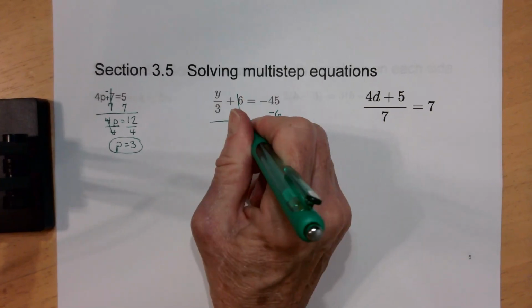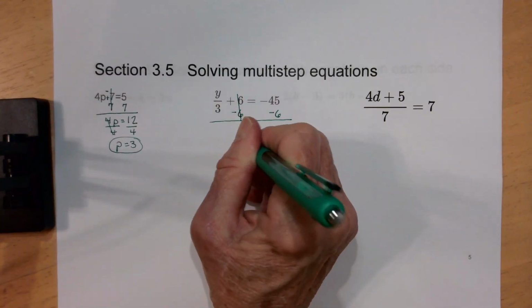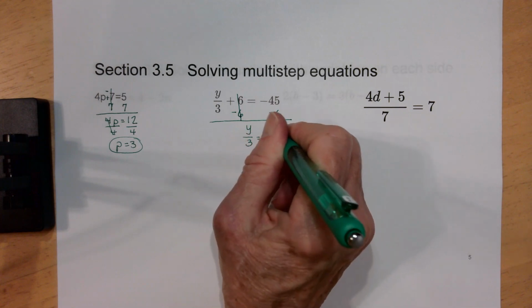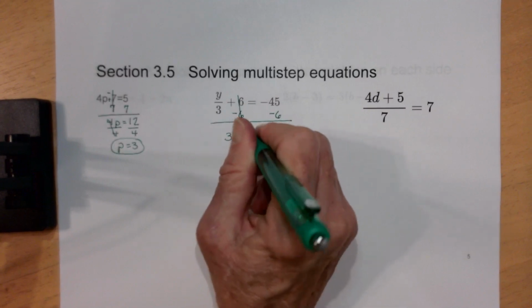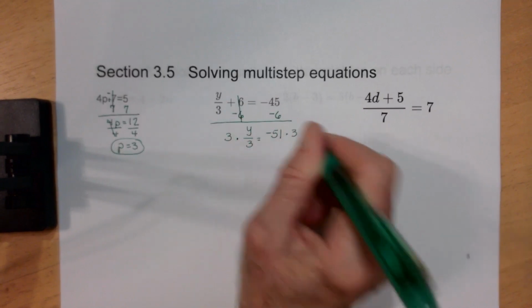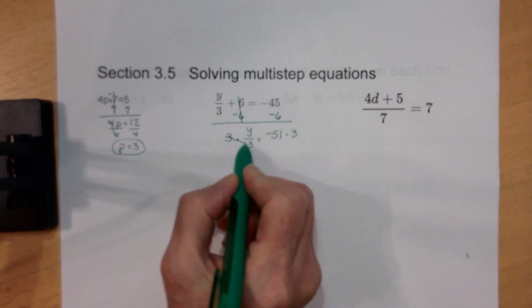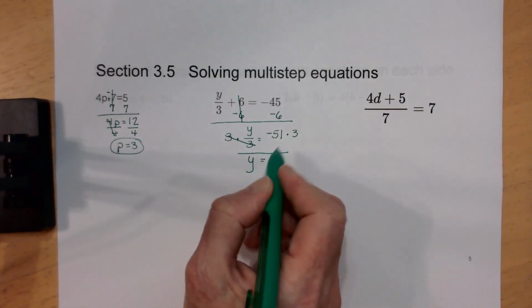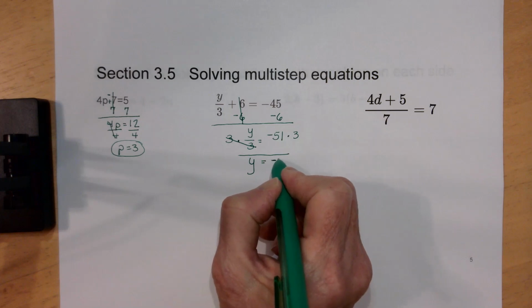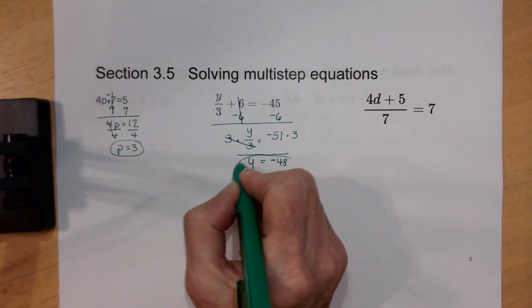That goes away, so I have y over 3 is equal to -51. Now I'm going to multiply both sides by 3 because the 3 is divided. Opposite of division is multiplication. 3 over 3 is 1. So on the left-hand side, I have y. On the right-hand side, I have a -48.